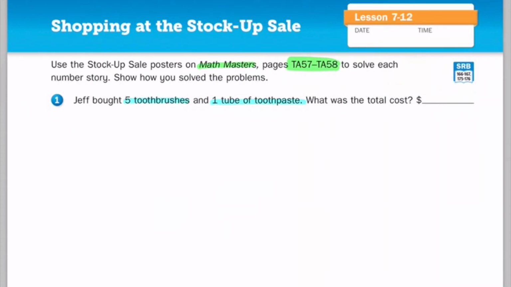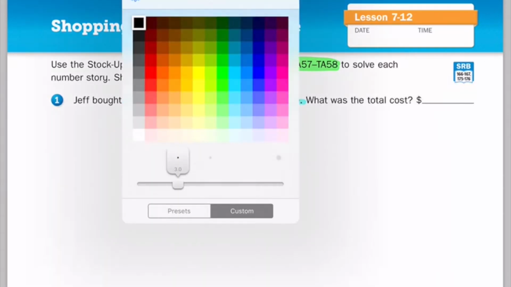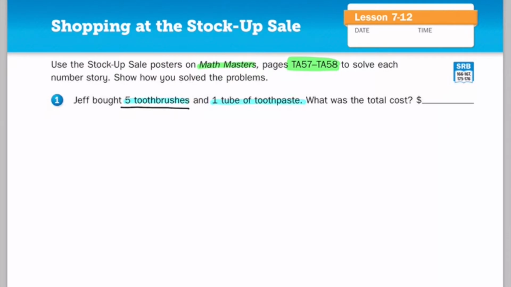This is definitely a multi-step problem. The first thing we need to know is what is the total cost of the 5 toothbrushes? That's step number 1. So we're going to do 5 times $1.13, which is the same thing as doing 5 times 1 13/100. We did those in the practice problems, turning a money value or a decimal into a fraction. So I'm going to break apart 1 13/100.